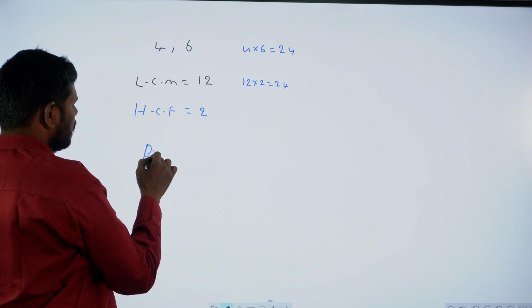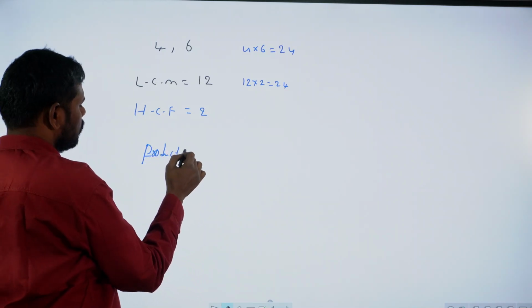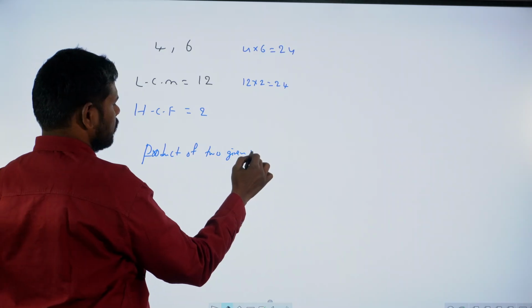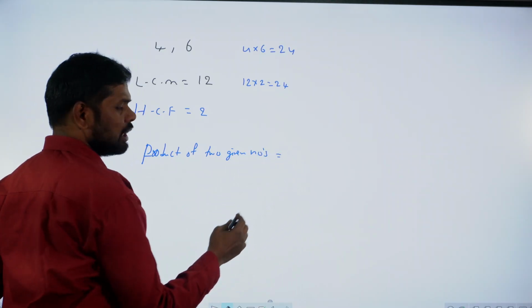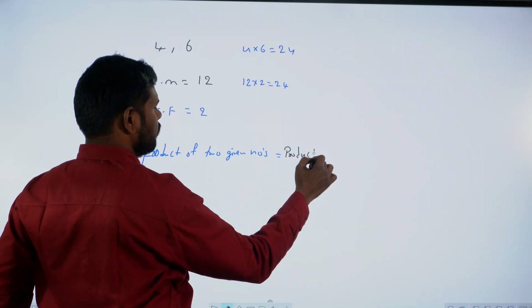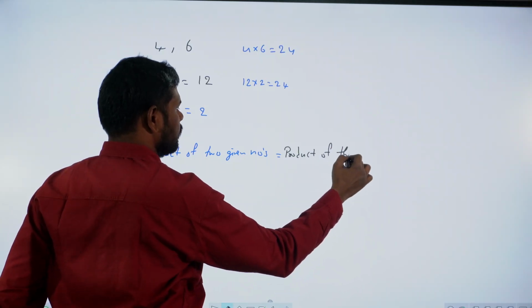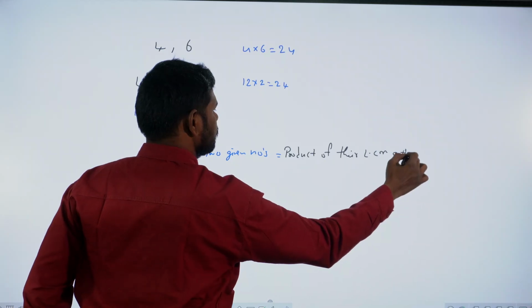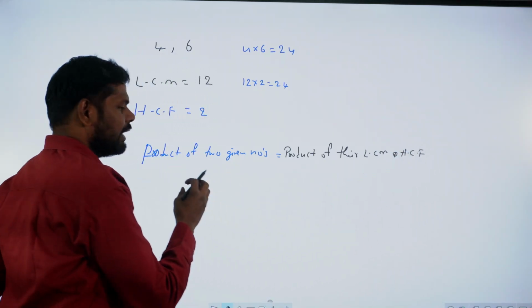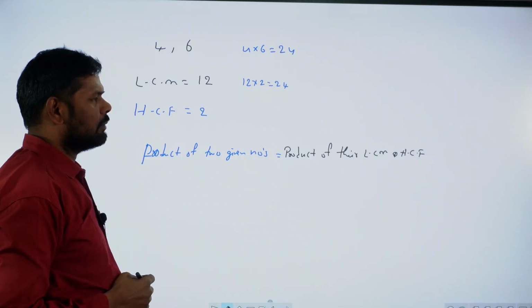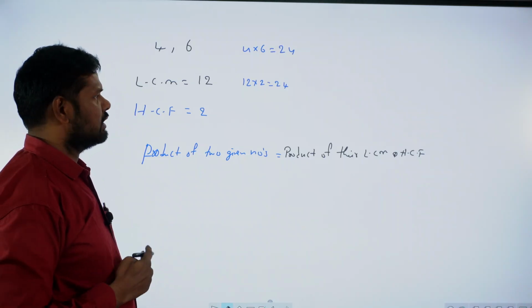here, the product of any two given numbers is always equal to the product of their LCM and HCF. The product of any two given numbers is always equal to the product of their LCM and HCF. This is one thing.